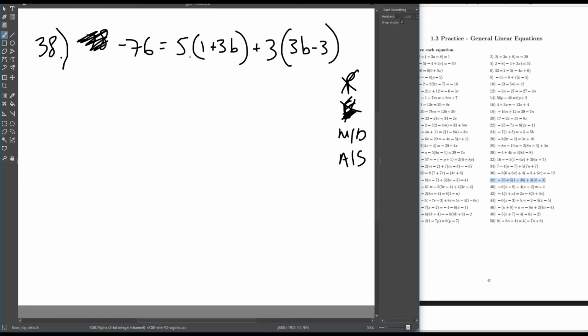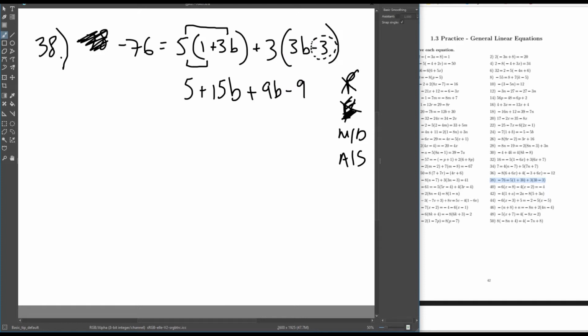Multiplication, division. Well, there's a ton. Take a look at this. We have here 5 times 1 and 5 times 3b. So if we look, 5 times 1 equals 5, plus 5 times 3b, 15b. Plus, then we have here 3, and when I don't say positive, I just say 3, that means positive. 3 times 3b equals 9b, and 3 times negative 3 equals minus 9.